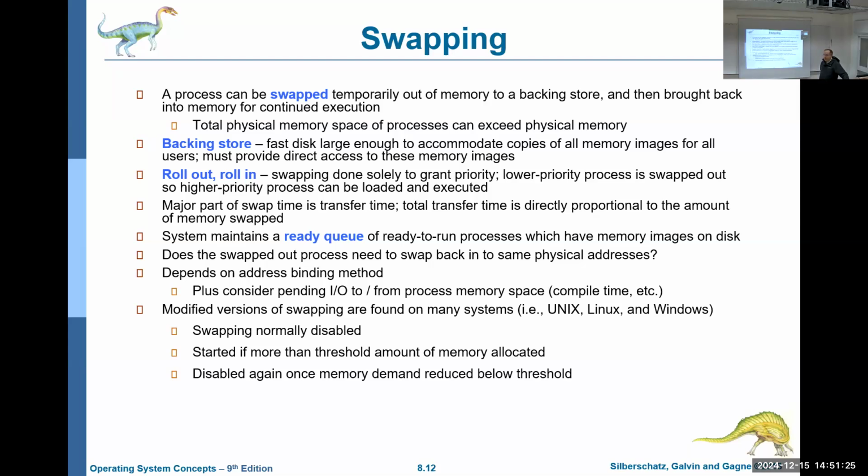And the more we have to copy, the slower it'll be. Now, the system has a ready queue of ready-to-run processes which have memory images on disk. I really wouldn't call it the ready queue. It's funny that it calls it the ready queue. I would have wanted to say "in RAM" here. Sometimes we call it the job queue.